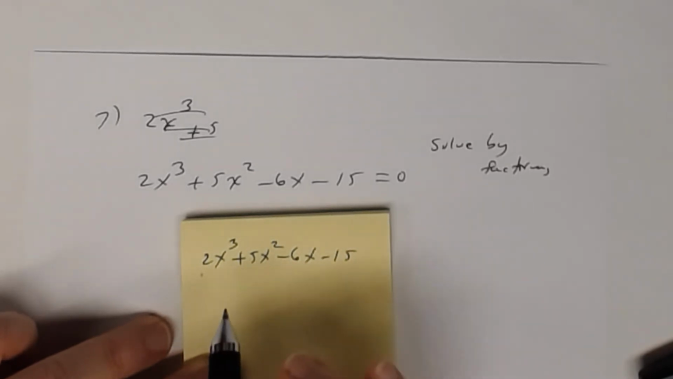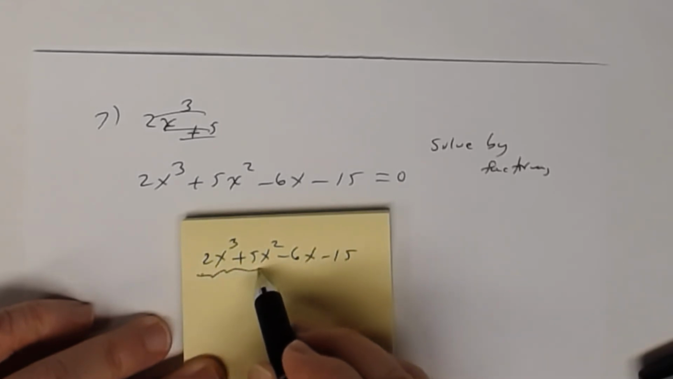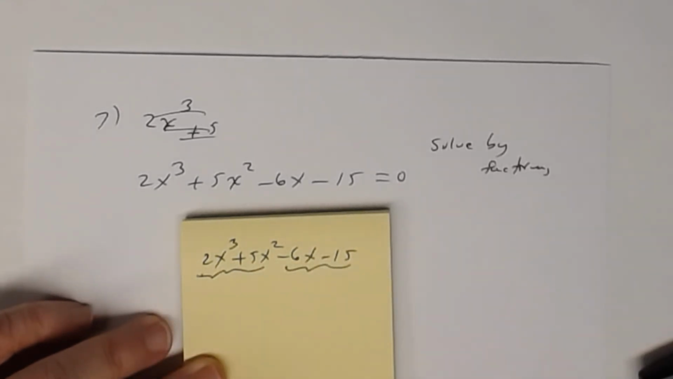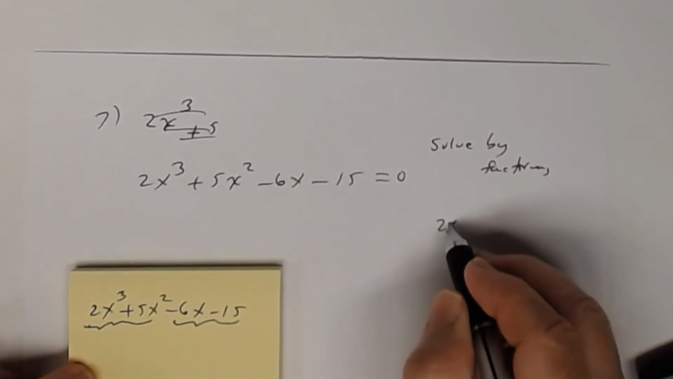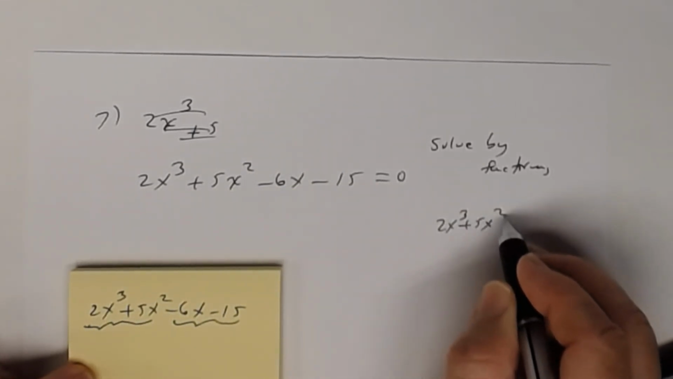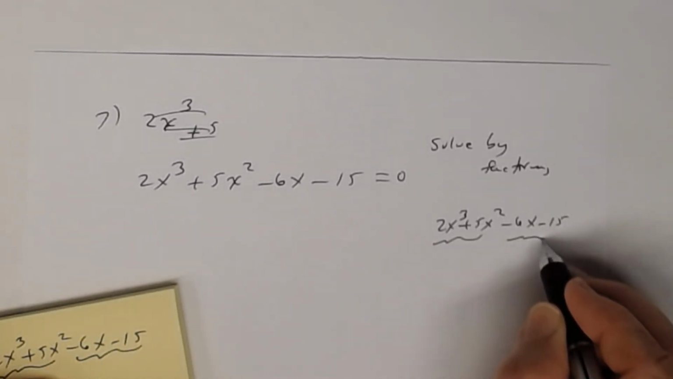So basically, what normally worked, not always true, but what normally worked, was you group the first 2 terms and group the last 2 terms. And so when I grouped, I'm going to go ahead and put the work here. So 2x cubed plus 5x squared minus 6x minus 15. So now group the first 2 and group the last 2.